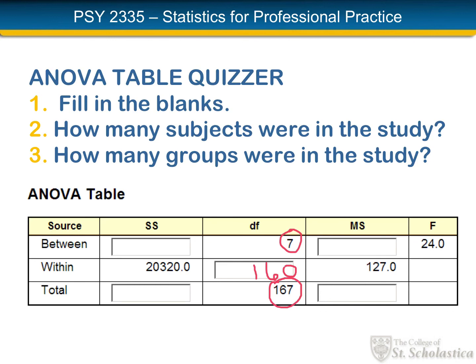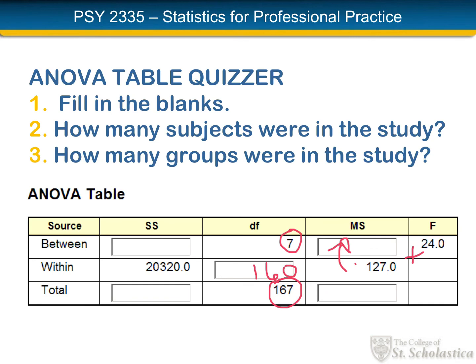It's a little harder to figure out some of the other components. For instance, this F statistic of 24 is some unknown mean square divided by 127 gives me 24. If I multiply 24 times 127, it will give me that result.